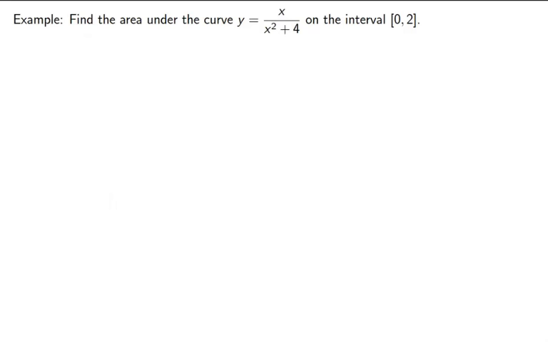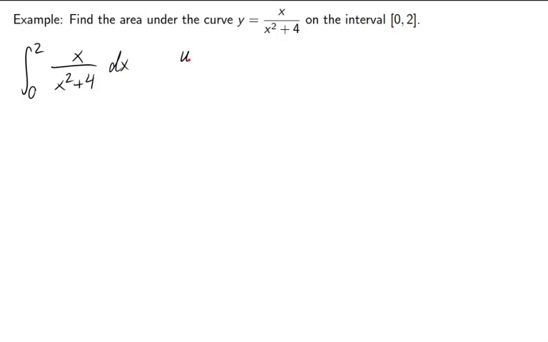Let's do another example. This one is just to put some perspective on what we're doing. Find the area under the curve y equals x over x squared plus 4 on the interval from 0 to 2. Remember, the area under the curve is a definite integral. From 0 to 2 is what we're given. And we get the new function, x squared plus 4.